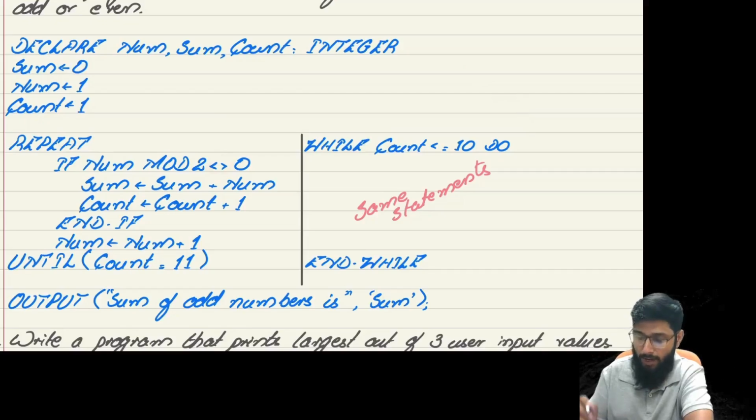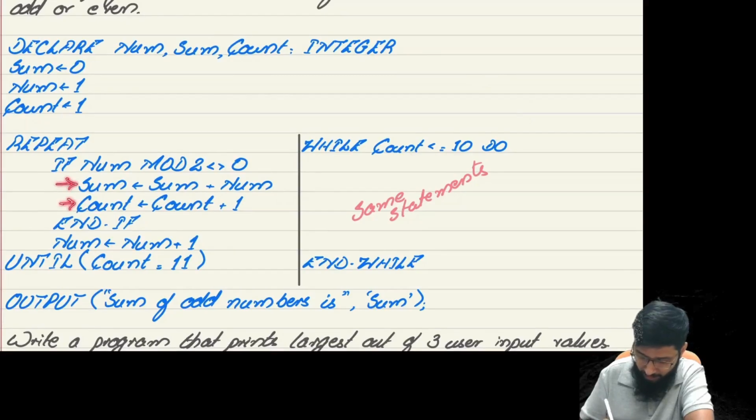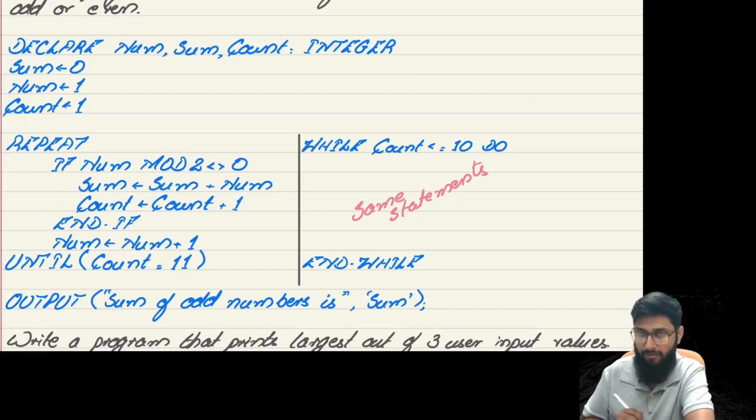So we were supposed to add and count only if the number was odd. So if it's odd, sum will be assigned the value sum plus num, count will be assigned the value count plus 1. Again we have indented here, because these two statements will be executed only if the if condition is true, while the if condition will be executed only if the repeat loop is executed. Then num will be incremented: num plus 1.